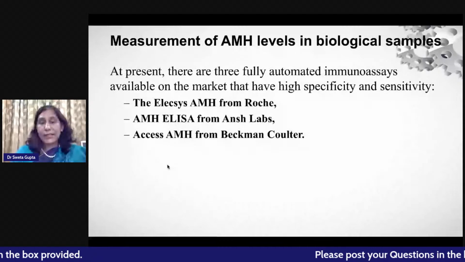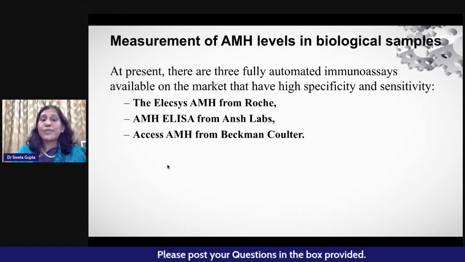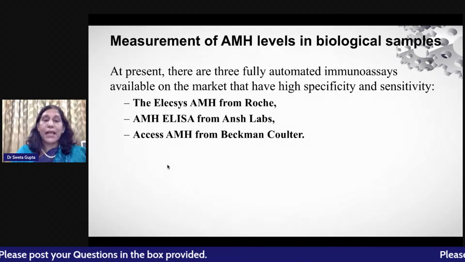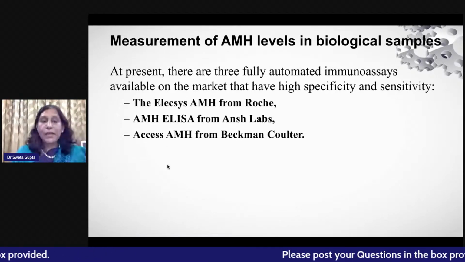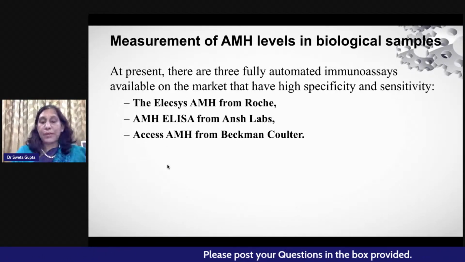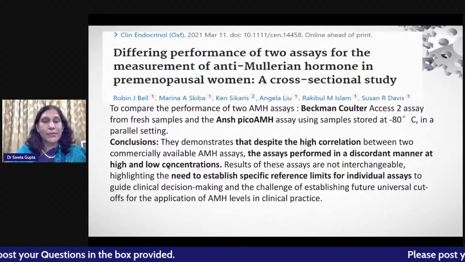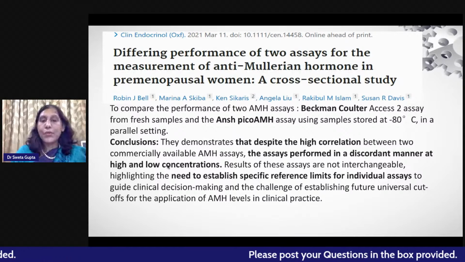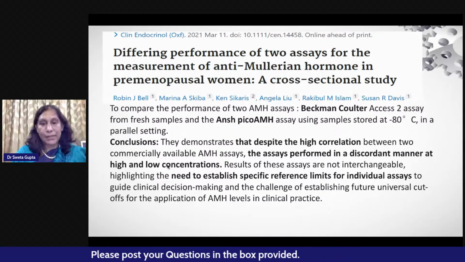At present, there are three fully automated immunoassays available on the market which have relatively high specificity and sensitivity. One is the Elecsys AMH from Roche, AMH ELISA from AMH Labs, and Access AMH from Beckman Coulter. Now, a very good study published recently in March 2021 compared the performance of two AMH assays, Beckman Coulter and Ansh Pico AMH assay.